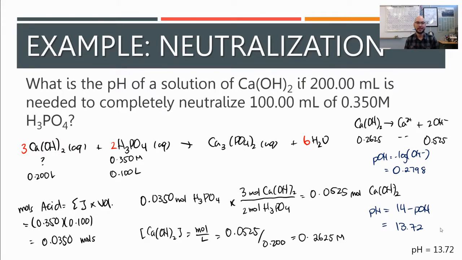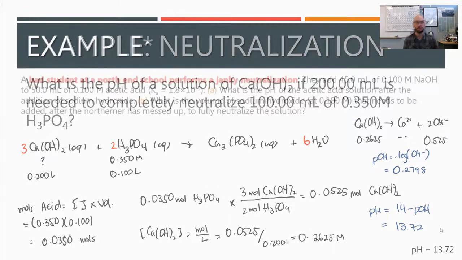We should recognize that calcium hydroxide is one of the 8 strong bases that we recognize. So we expect it to have a high pH. Not only does it have a high pH because it's a strong base, but because it's a base that gives off 2 hydroxide ions, we expect that number to be even larger. So 13.72 is well within the ballpark of what we expect.